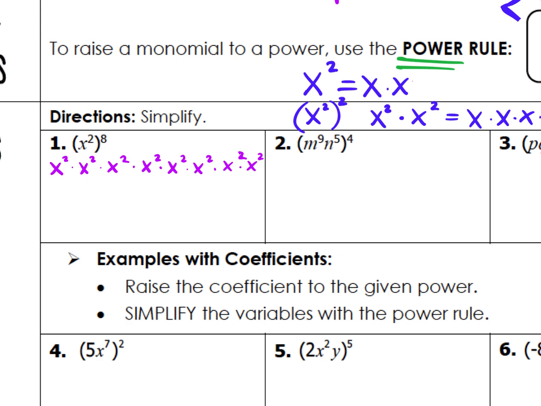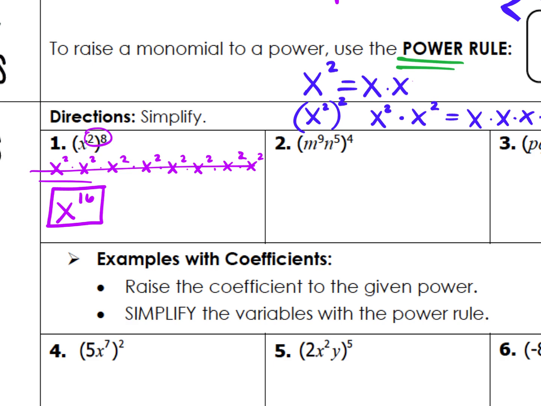But when you multiply like this, that's the product rule. That's where you add all your exponents, which is really saying x to what power? 2, 4, 6, 8, 10, 12, 14, 16, right? If we added them all together, it's x to the 16th power. Well, rather than have to do this every time, when it's a power to a power, you multiply the powers. So 2 times 8 is 16. So this is x to the 16th power.